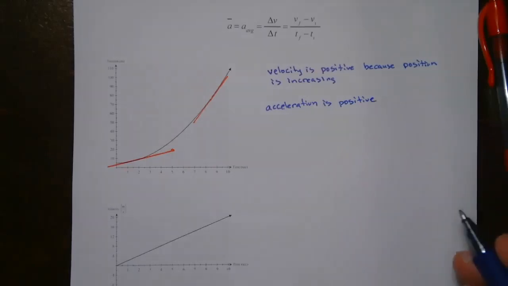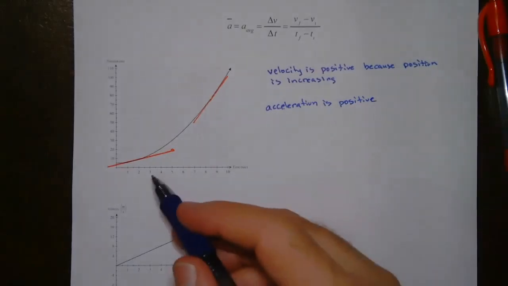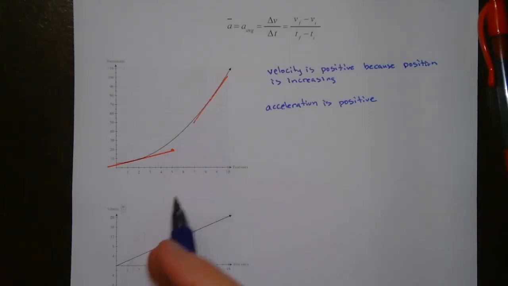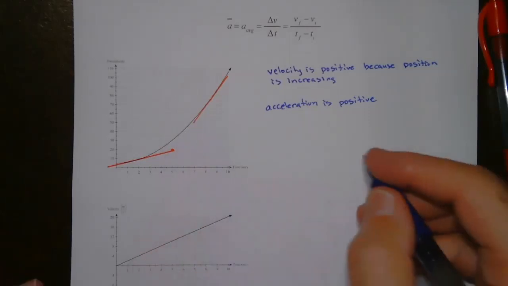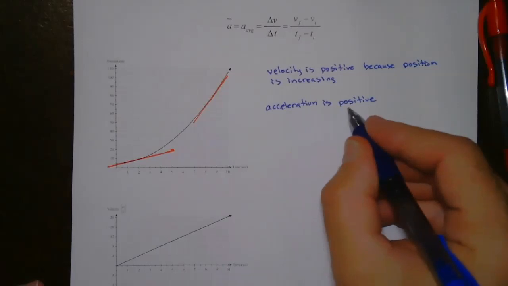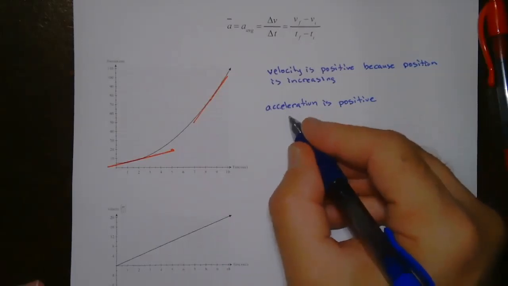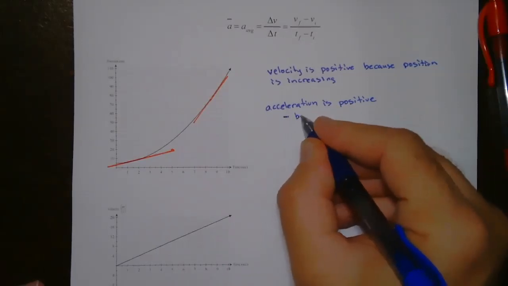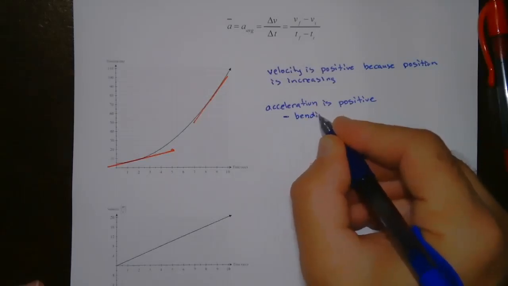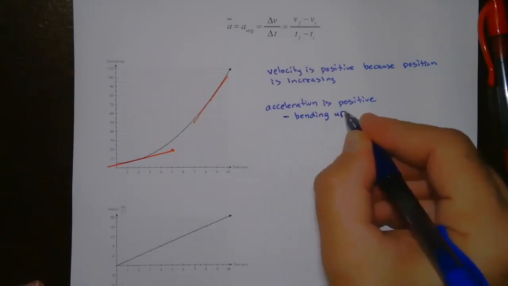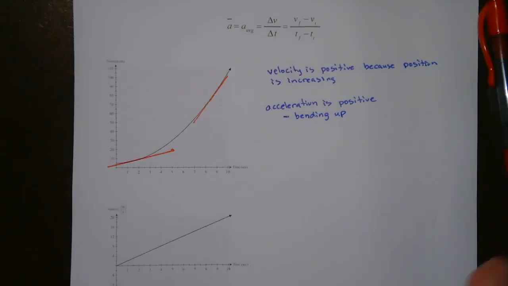In mathematics, we call it concavity, all right? But here we're just going to say bending, it's bending up, it's cupping up. And we know the acceleration is positive because it's bending up. Whenever you see a curve bending up, it's going to have positive acceleration. If you see it curving down, which we're going to see in just a minute, that would mean the acceleration would be negative.